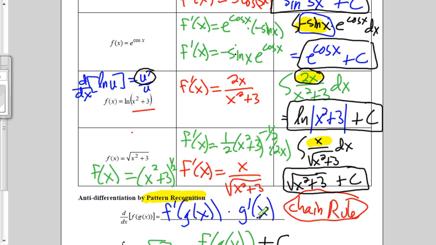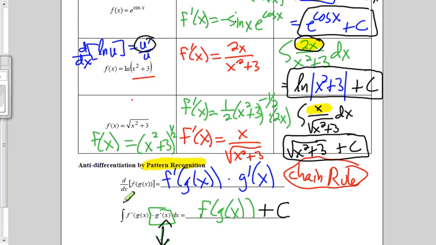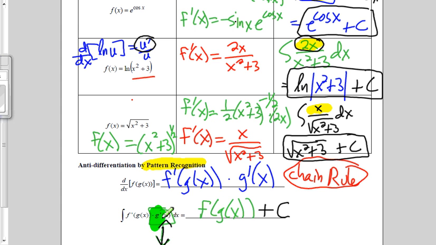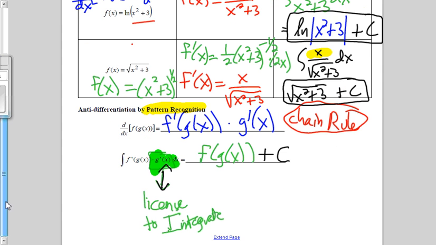That's chain rule. So what we're going to do now is we're going to go backwards. So if I'm going to end up with a composition of functions plus a constant, I need to start with f prime of g of x times g prime of x. So this is going to be key right here. That is our license to integrate.